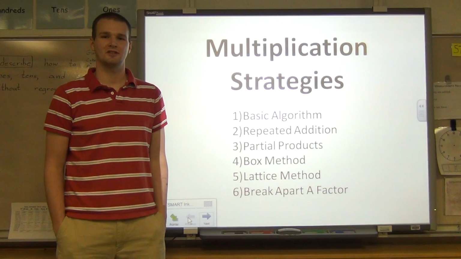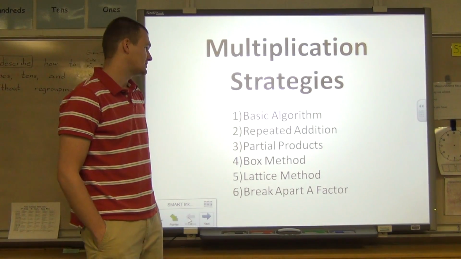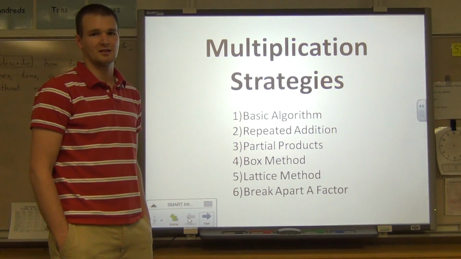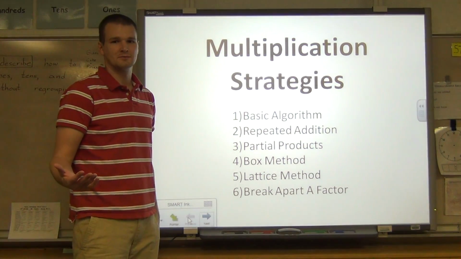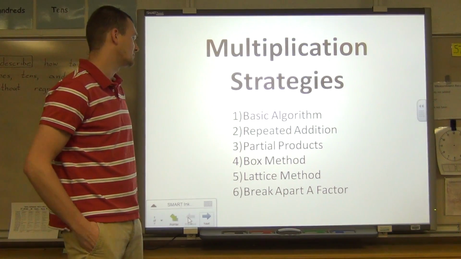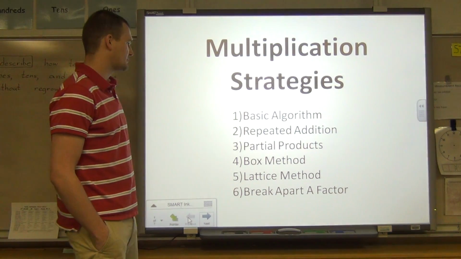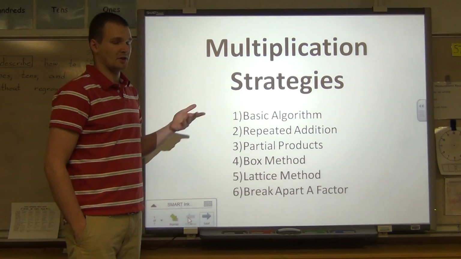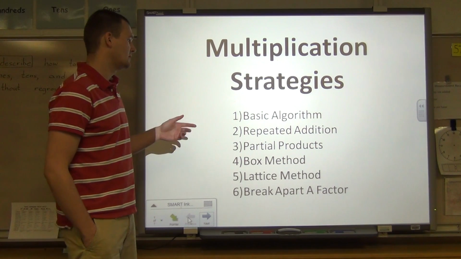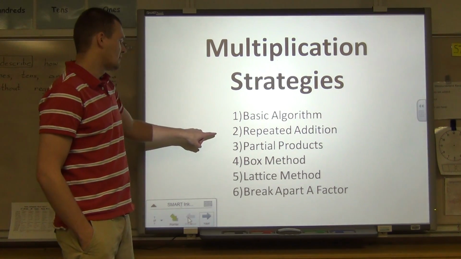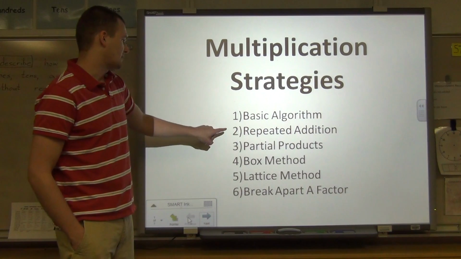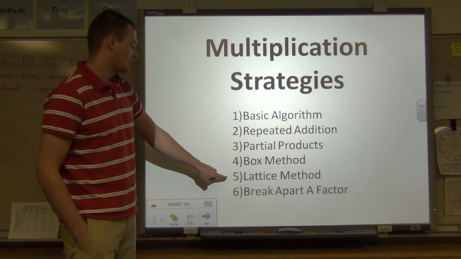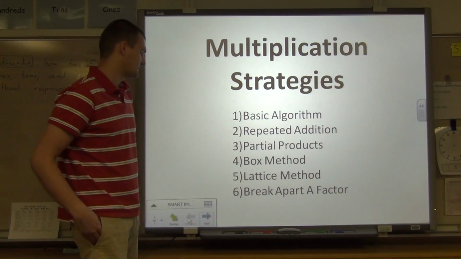Today I'm going to go over some different multiplication strategies that different students might try to use, and I also teach these in my class. It gives different students various ways of solving problems. The first one I'm going to go over is the basic algorithm. This is the old school way that you probably learned when you were in school and that we teach with Math in Focus. Also, repeated addition, they use that in Math in Focus, and I'll go over that. Partial products, box method, lattice method, and break apart a factor.